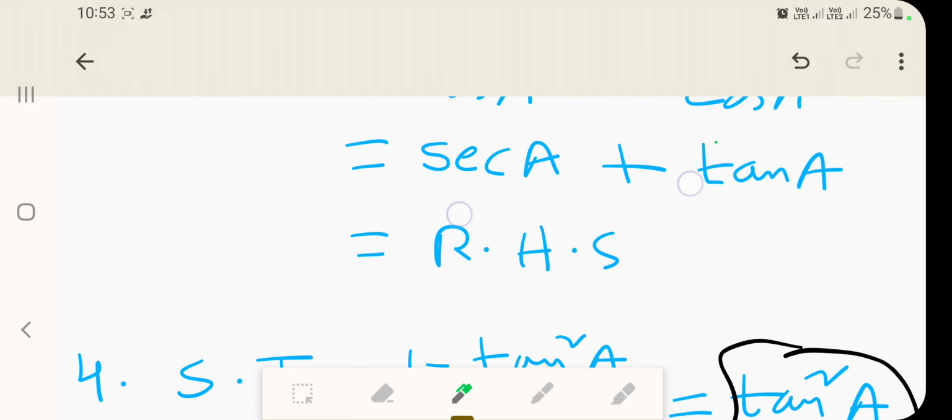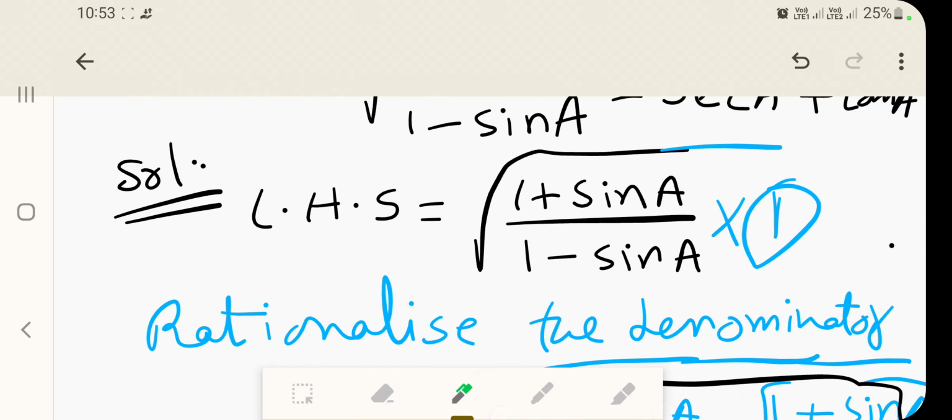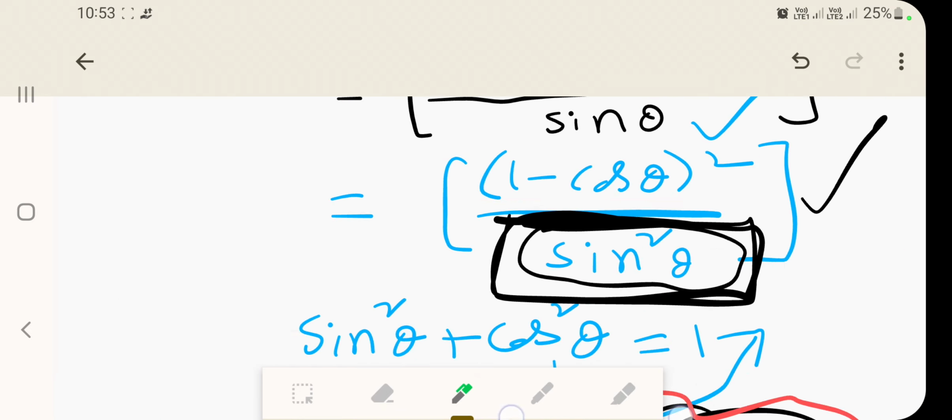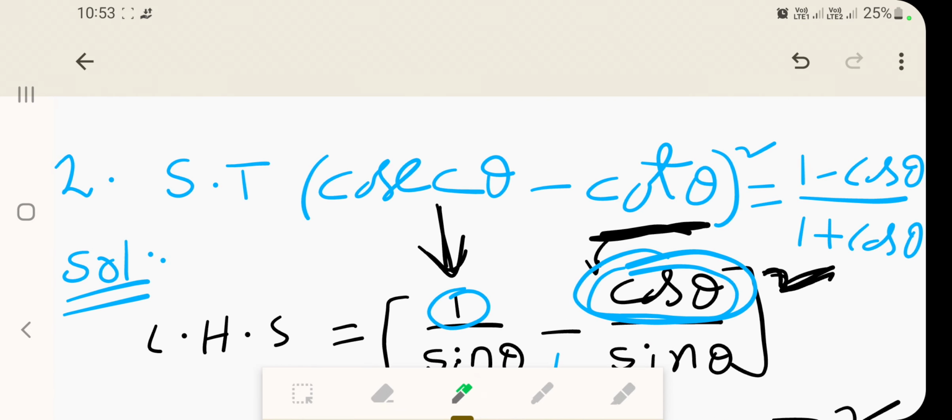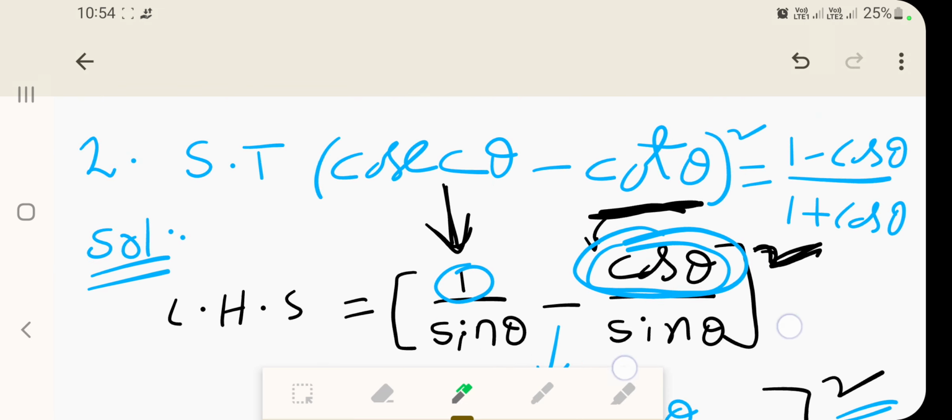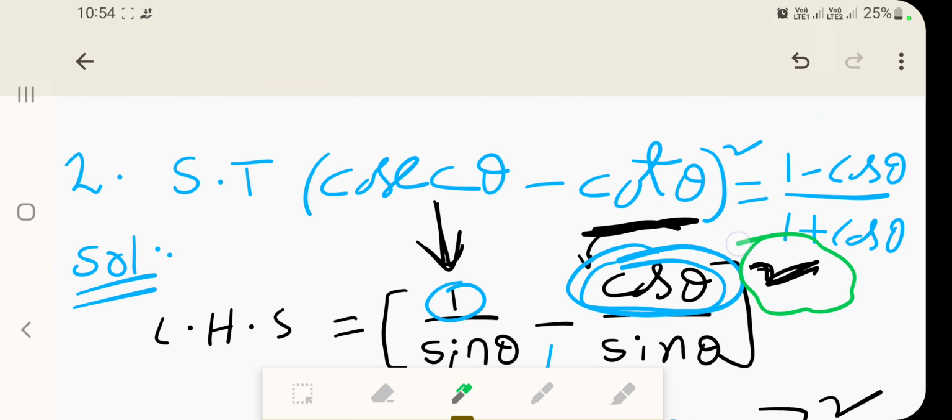So these are the three problems which we solved in this class. We'll stop here. I just want to tell you, at the beginning of the video I think I said square root. This is nothing but square only.